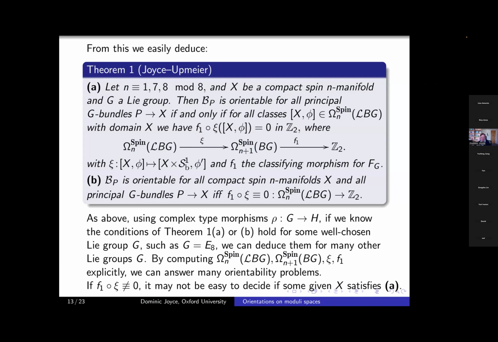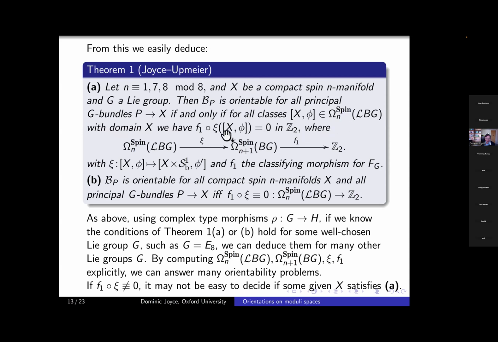Oh, yeah, the reason is that I'm primarily interested in the cases n is 7 and 8. So we do G2 geometry with Spin(7) when n equals 7, and Calabi-Yau fourfold geometry when n is 8. So that's why we wrote it that way. Okay, so X is a compact spin n manifold, G is a Lie group.